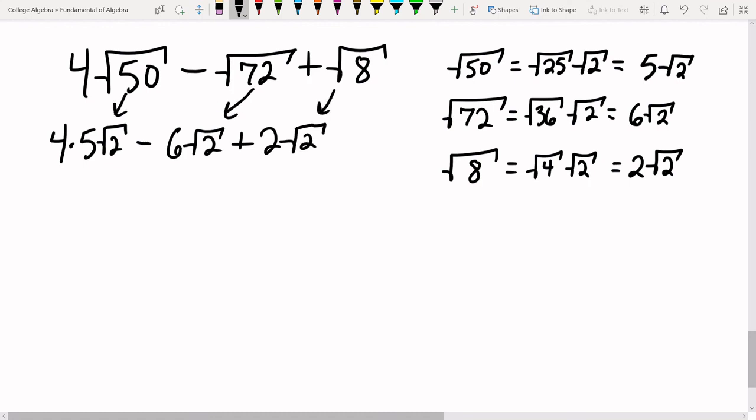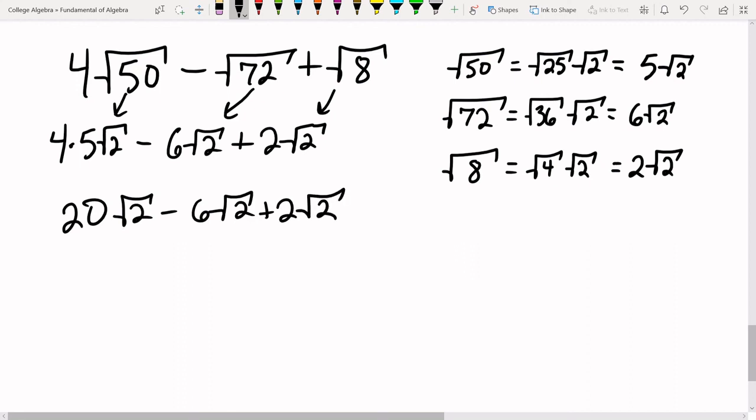Became that one. 4 times 5 is 20. 6 root 2 plus 2 root 2. And these are in fact all like terms. They have the exact same power on the radical and they have the exact same radicand. So 20 minus 6 is 14 plus 2 is 16 root 2. And that is definitely much more simplified.